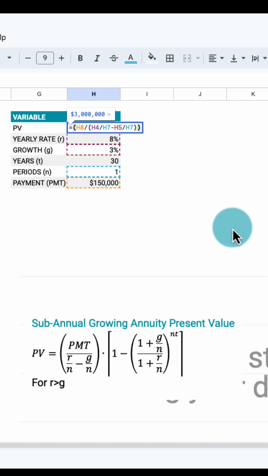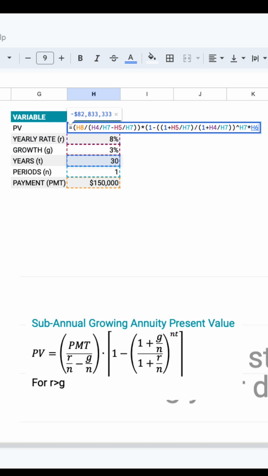We're also going to multiply this by 1 minus, and again we're going to open the parentheses, and on the top we have 1 plus the growth divided by the number of periods, and then we're going to divide this by 1 plus the rate divided by the number of periods. We're going to close the parentheses, and we're going to raise this to the number of periods multiplied by the number of years. Let's make sure that these values are within parentheses. So let's adjust for that.